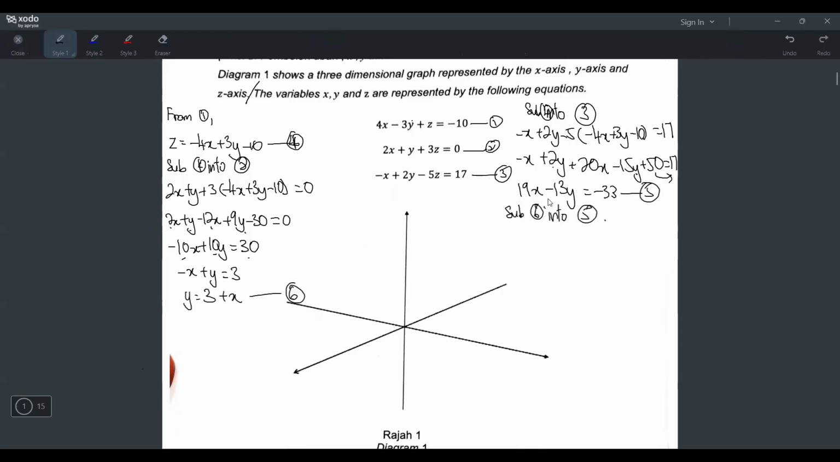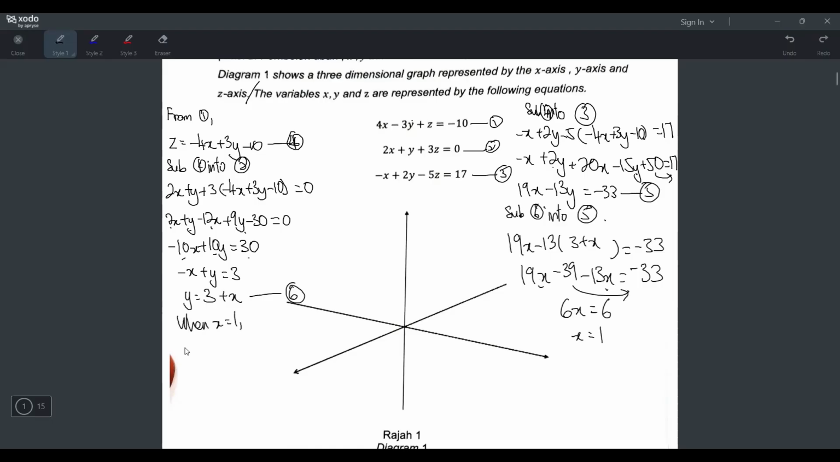Okay, and then I'll just sub inside here, and then it becomes 19x minus 13y equals to negative 33. And then the y I just sub 3 plus x. Okay, and now I just expand, and then I can find x. So it will be 19x, negative 13 times 3, negative 39, negative 13 times x, negative 13x equals negative 33. x with x, 19 minus 13, 6x. Minus 39 move over becomes plus: negative 33 plus 39, 6. So x equals 6 over 6, which is 1. Now you can sub inside here when x equals 1, y equals 3 plus x, which is 3 plus 1, and your y is 4.